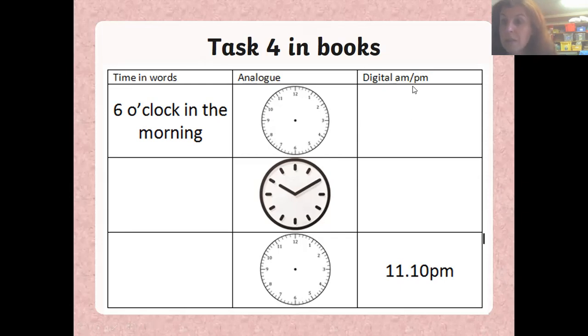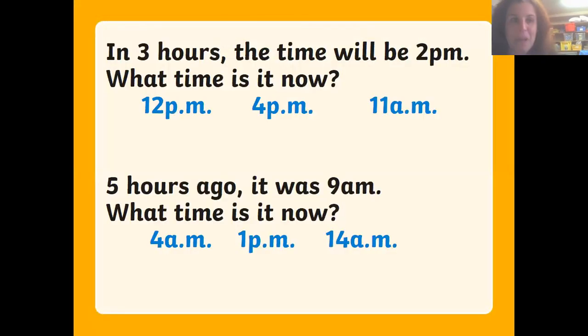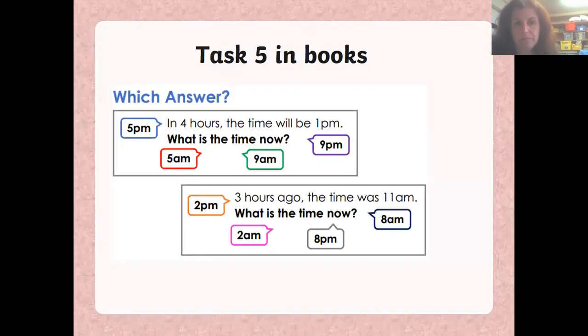6 o'clock in the morning is going to be 6:00, but with the dot in the middle, of course. And then we've got our 18 hours for our 6 o'clock. That's a big hint. Okay. So in 3 hours, the time will be 2 PM. What time is it now? So you're going to have to count back 3 hours. And 5 hours ago, it was 9 AM. So what time is it now? So you're going to have to count on for that one.